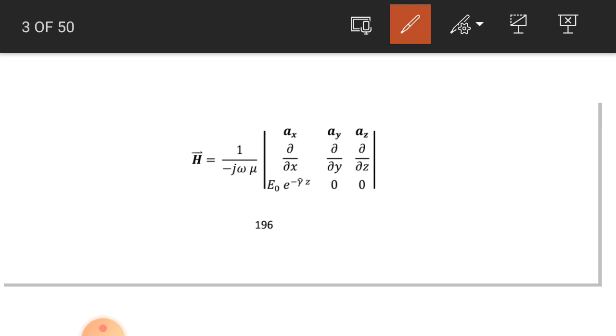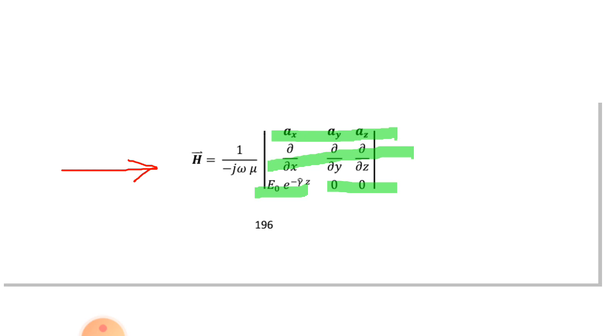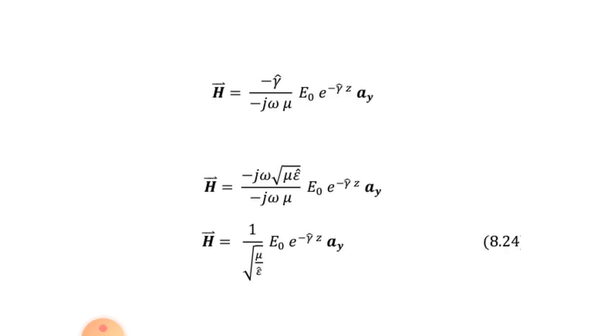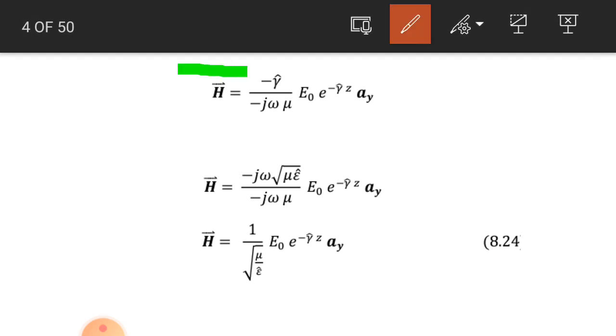So the magnetic field intensity will be equal to 1 over minus j omega mu, and then we have the unit vector ax, the unit vector ay, the unit vector az in the first row of this determinant. We have curly by curly x, curly by curly y, curly by curly z in the second row of this determinant. Here is the x component of the electric field intensity, which is E naught into e raised to power minus gamma k z. The y component is zero, and the z component is zero as well. We expand this determinant. The expansion of this determinant results in this particular equation.